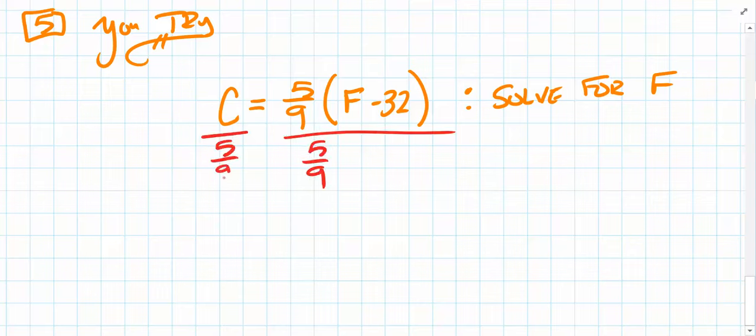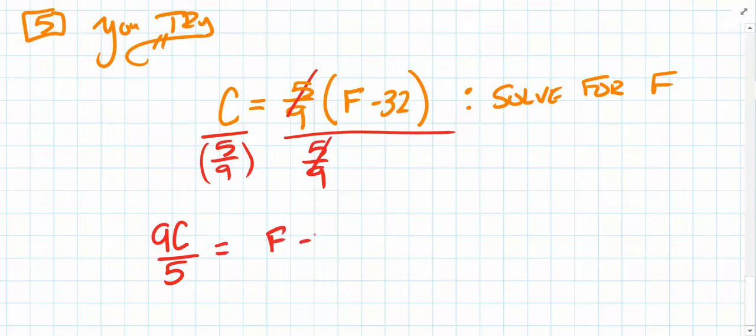So if I have c divided by 5/9, we just realized that we could write that as 9c over 5, right? Because I flipped the bottom one and multiply. That will give me 9c over 5. Does everyone agree with that move there? So notice that 5/9 and 5/9 reduce to 1. So all I have left over here is just f minus 32.